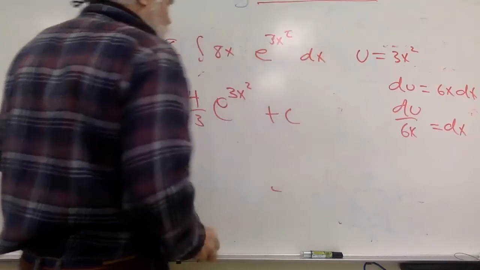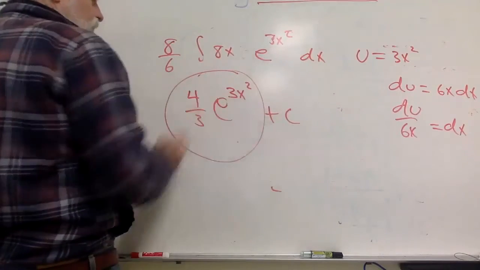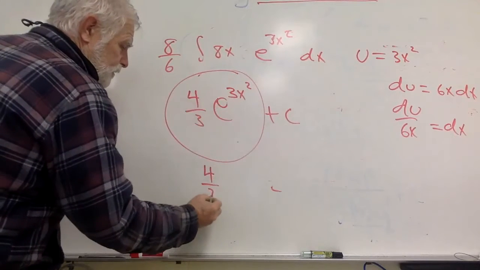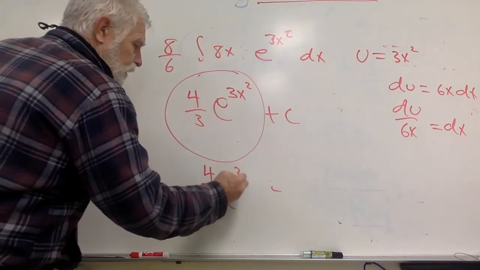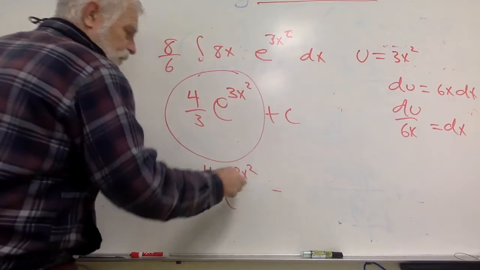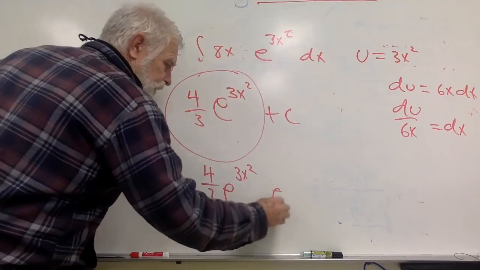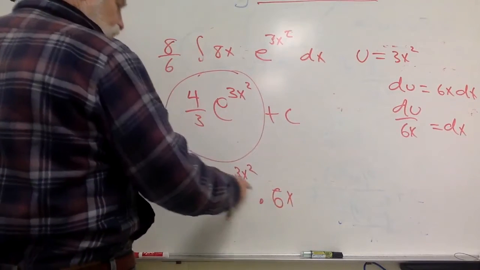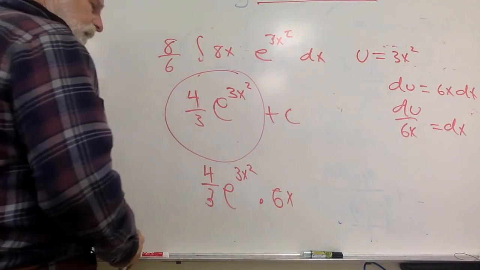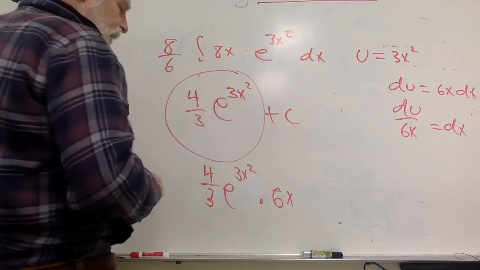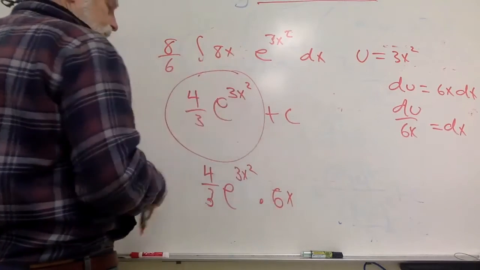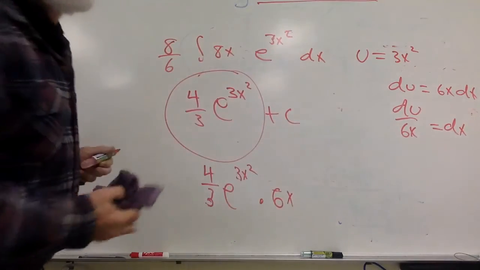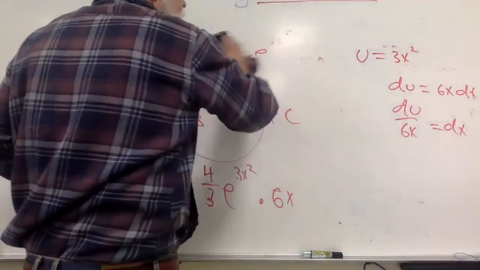How can we check if we're right? Take the derivative. What is the derivative of this? It is 4/3 e to the 3x squared times the derivative of 3x squared, which is 6x. What happens to 3 into 6? 2 times 4 gets us 8. Brings us back to that. There's an x, and there's an e to the 3x squared. So hopefully you can see that. Okay, maybe one more. Let's try one more.